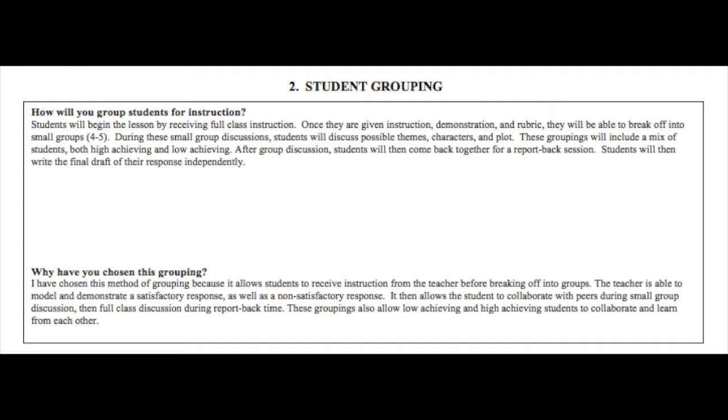I've chosen this way to group because it allows students to receive the instruction from me before breaking off into their groups. I'm planning on modeling a satisfactory response as well as one that's not so good. That way they can see what's expected. Also, it allows the students to collaborate with their peers during small group time and then in a full class discussion. And most importantly, these groups allow low achieving students and high achieving students to bounce ideas off each other and learn from each other, and I think that's good.